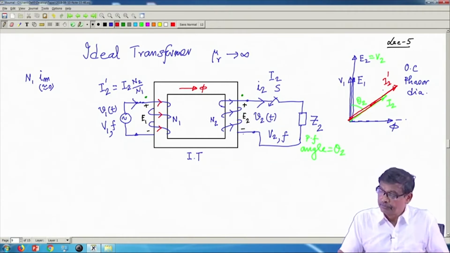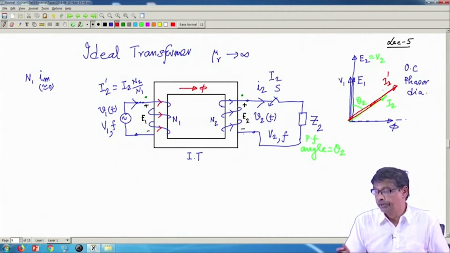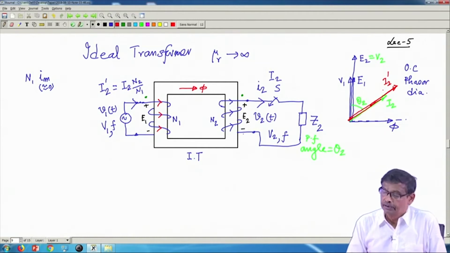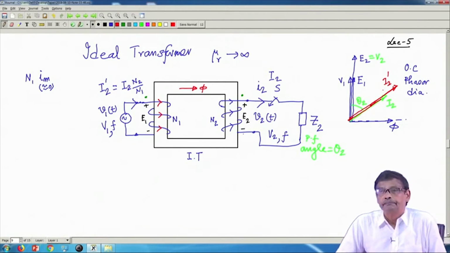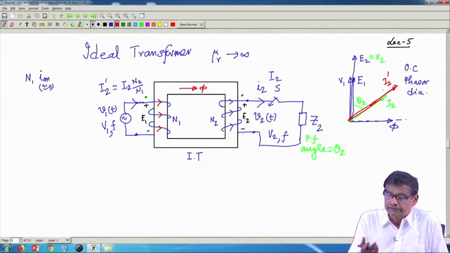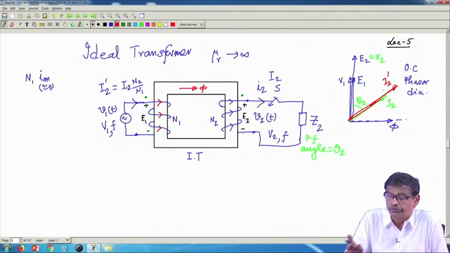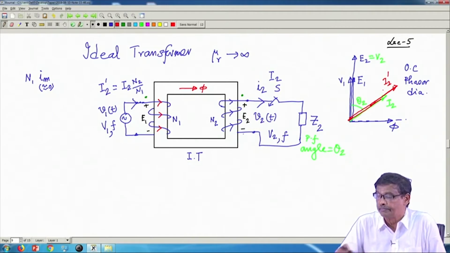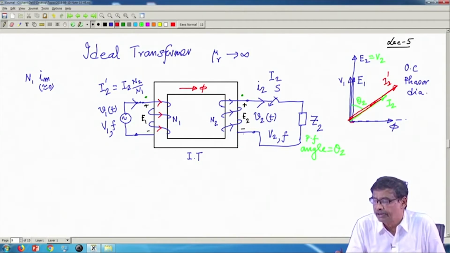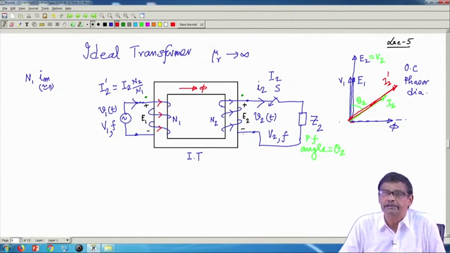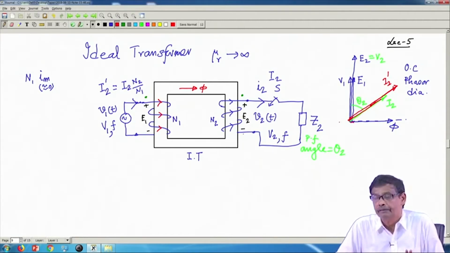The MMF produced has to balance these two MMFs at all times, so that the flux does not change. Therefore, whether this switch is opened or closed, the flux in the core remains the same. And to create this flux, you require a vanishingly small magnetizing current into N1, that is the MMF necessary. So, everything is now in place.